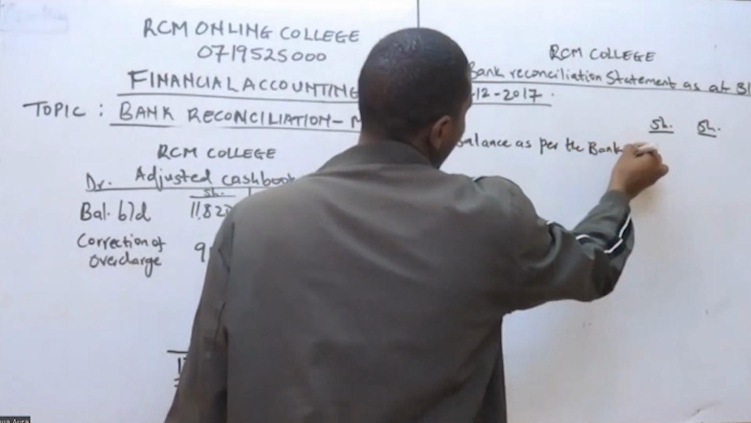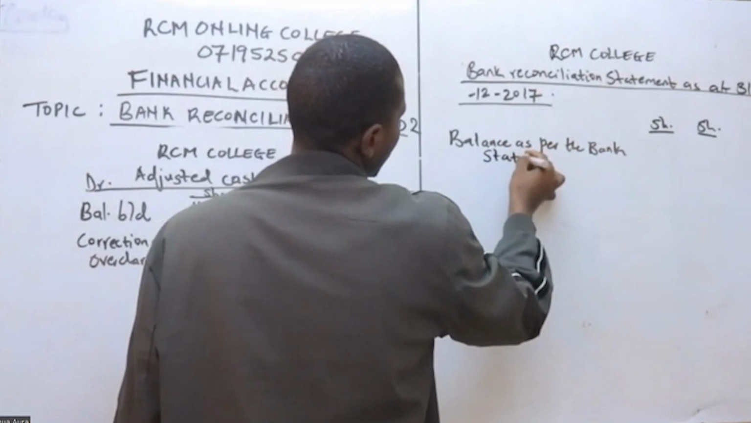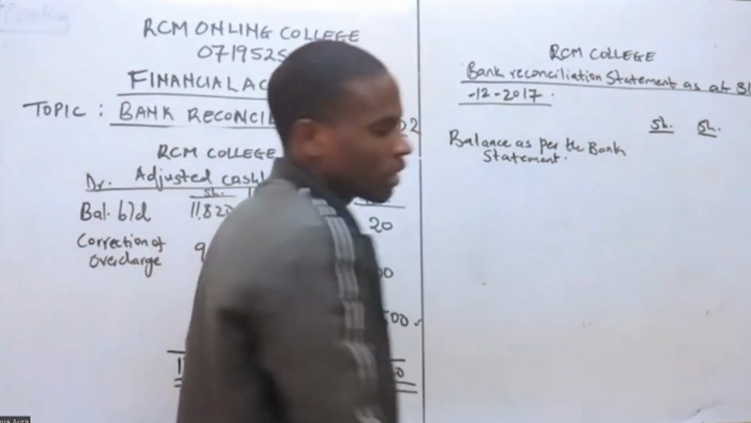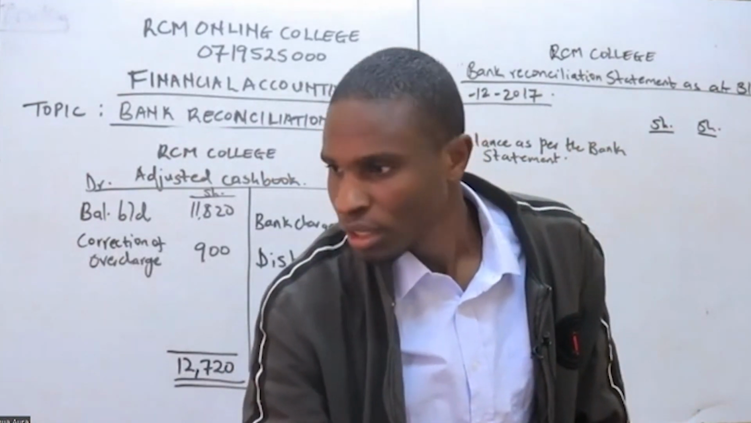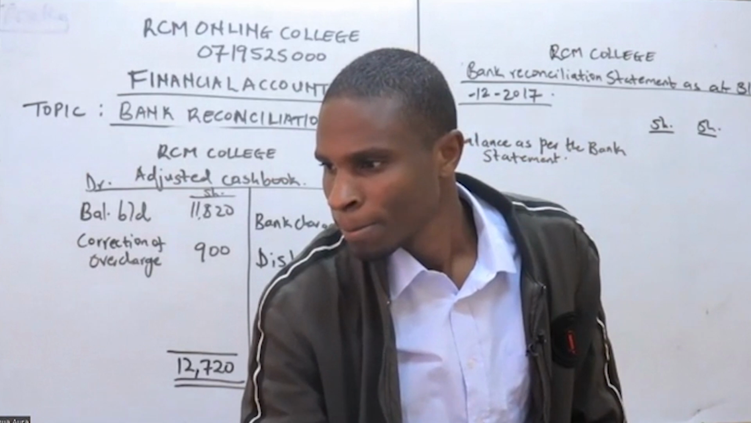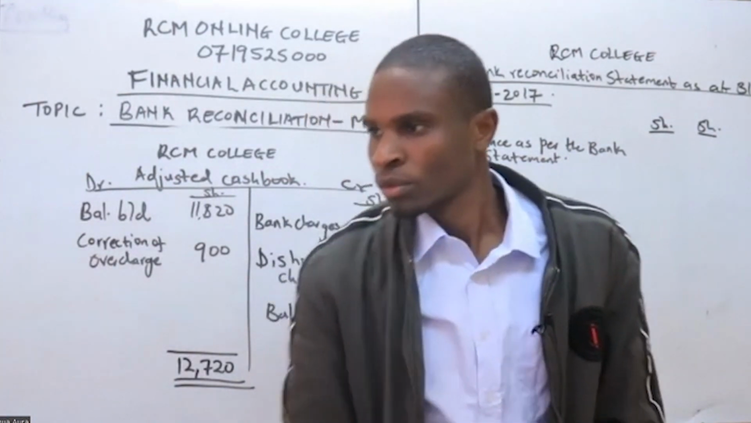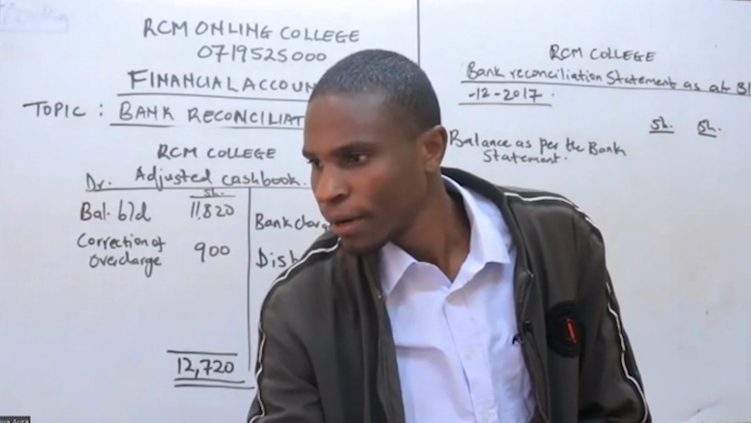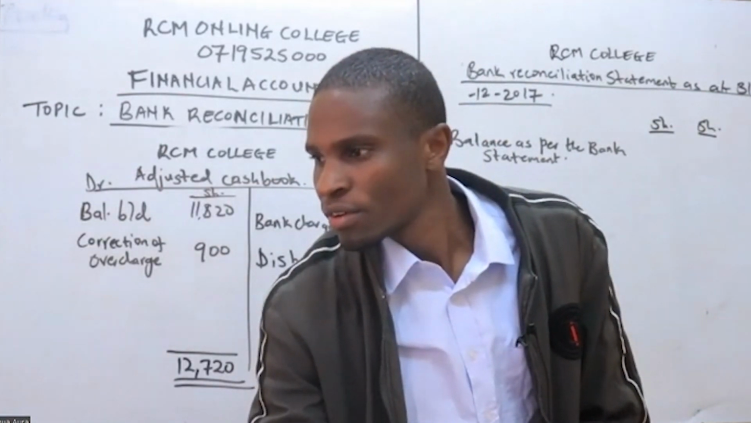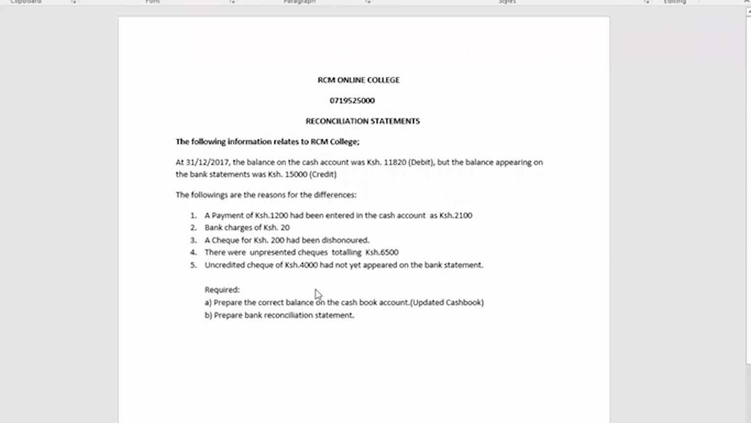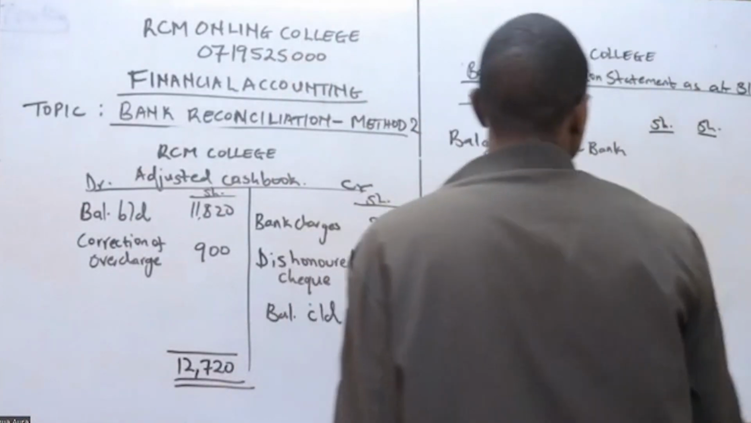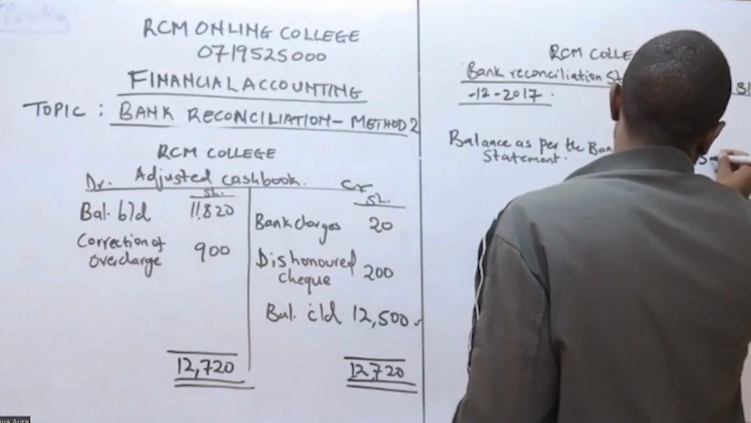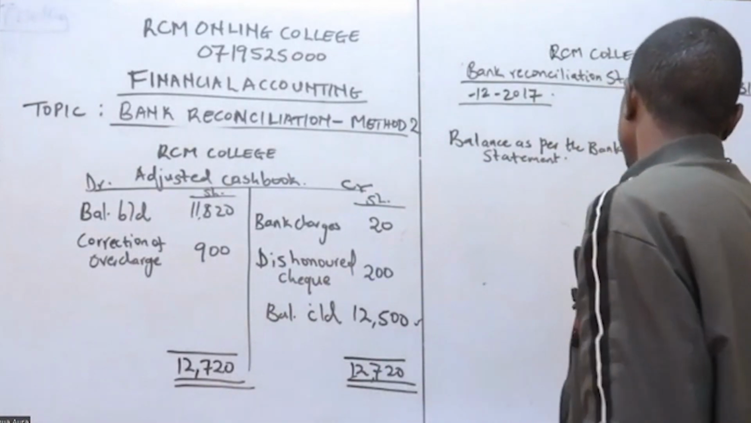Balance as per the bank statement. So I think we were given the balance as per the bank statement. I can see the balance was 15,000. That was the balance as per the bank statement. You can just put that amount on the last column.